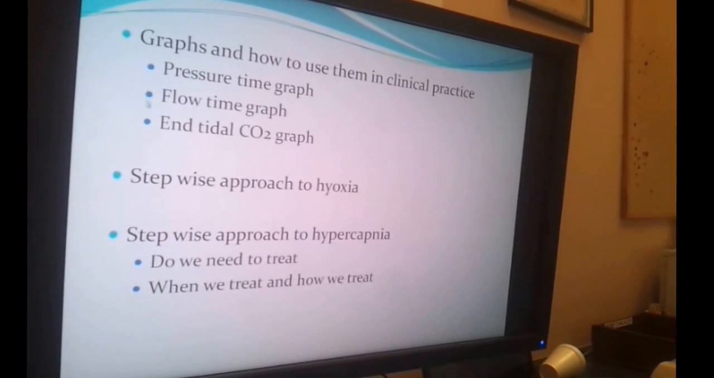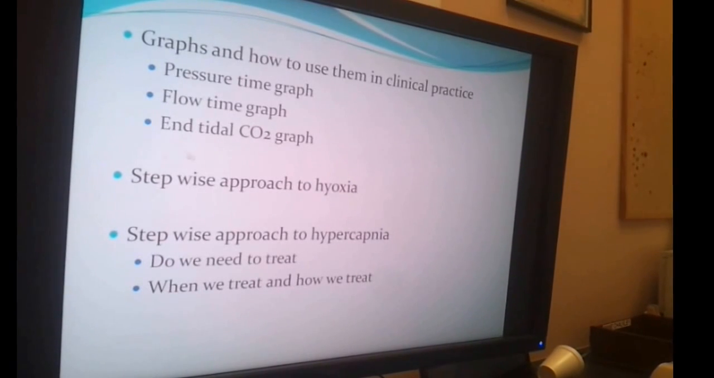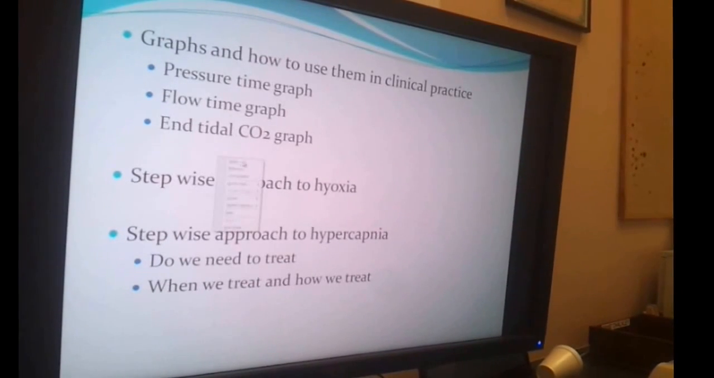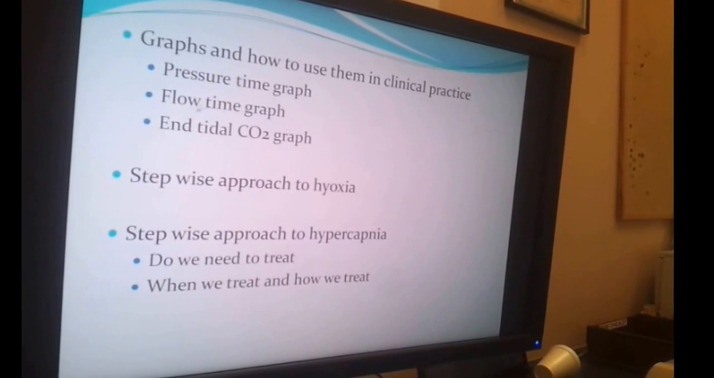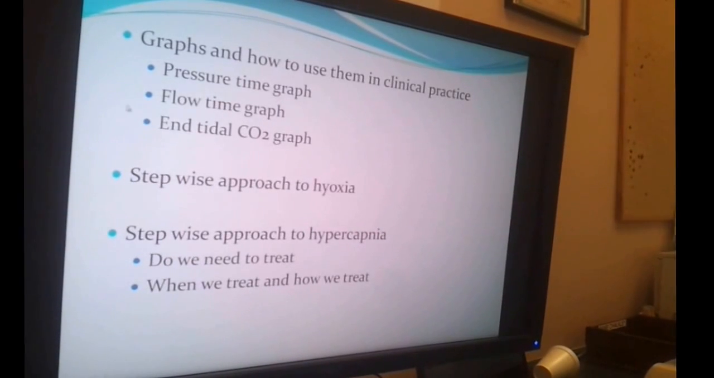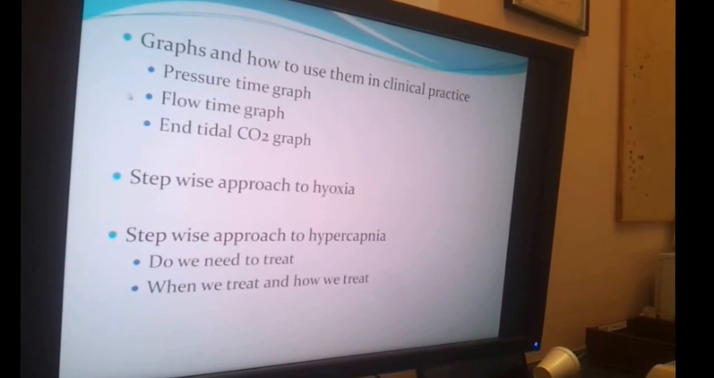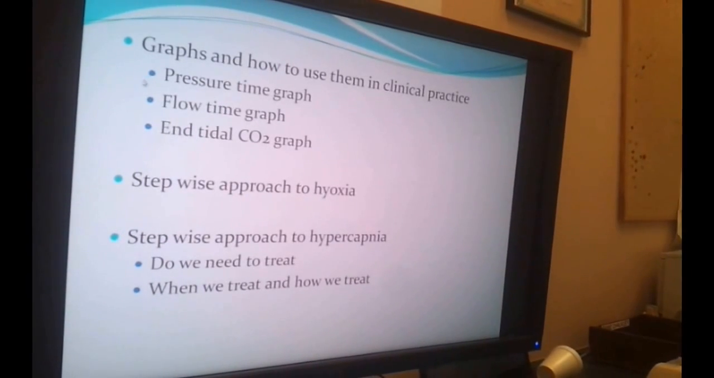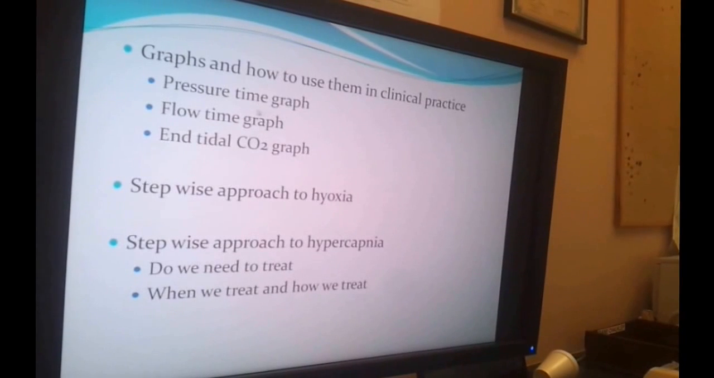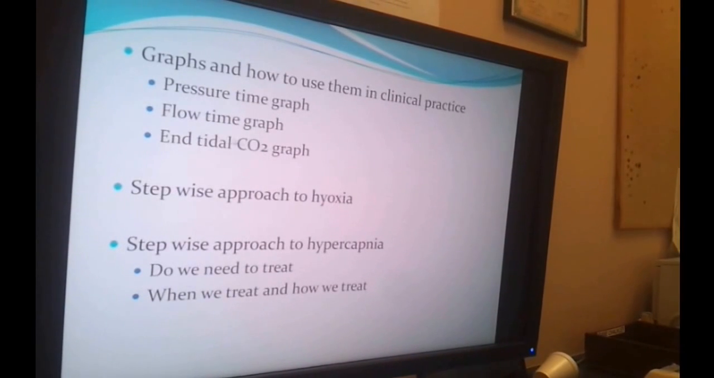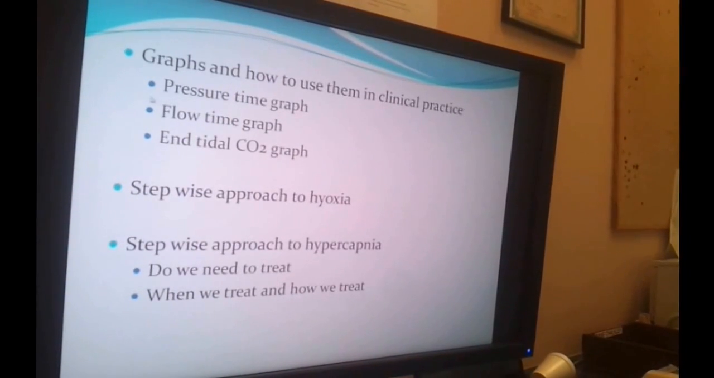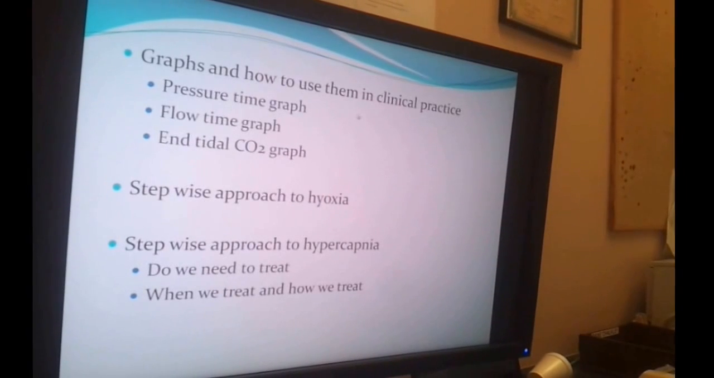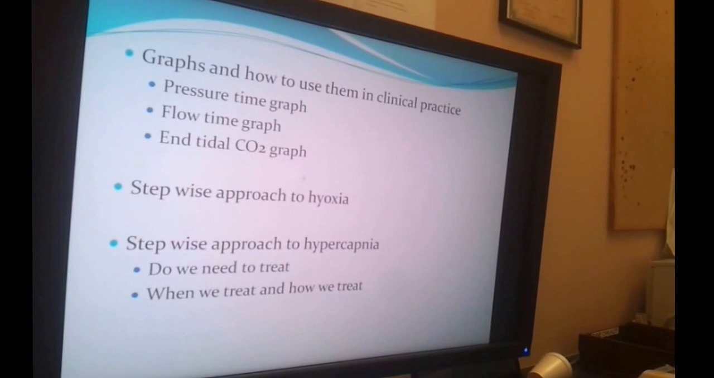Is the flow time graph. How to switch to that? An end-tidal CO2 should always be there on the monitor, and that will give us quite a lot of information as well. In this talk we are going to talk about flow time graph only. And why? Because I think it will give you a lot of information, and you can titrate your settings to that information and make a safe strategy for the patient. So we're not going to talk about pressure time graph, we're not going to talk about end-tidal, we're just going to talk about flow time.